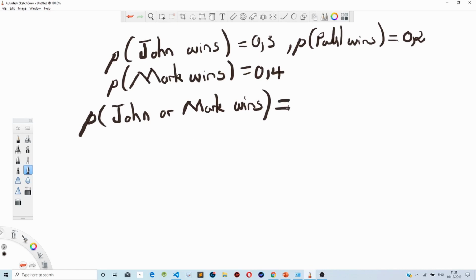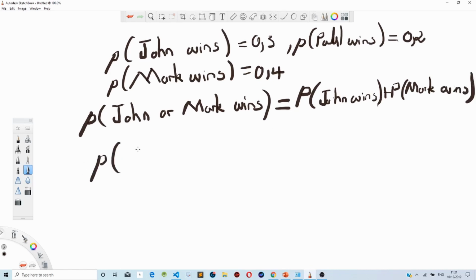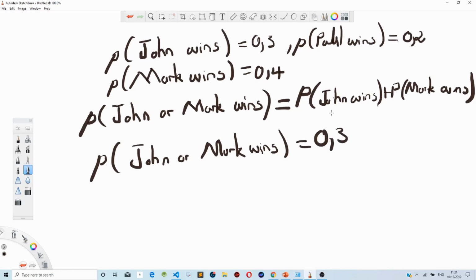So the probability that John or Mark wins is equal to the probability that John wins plus the probability that Mark wins. The probability that John wins is 0.3 plus the probability that Mark wins is 0.4. So the probability is 0.7. So we have solved the first part. The probability that either John or Mark wins is 0.7.